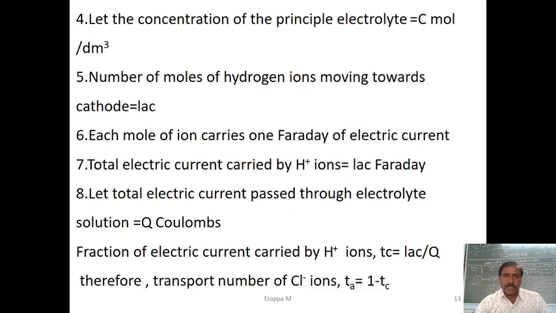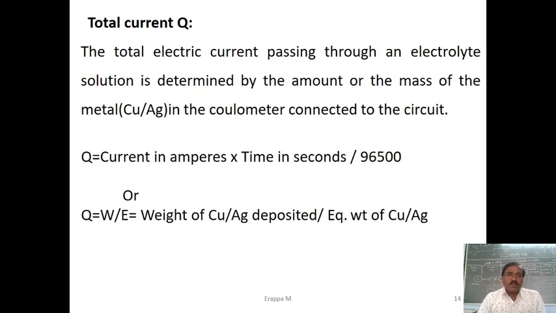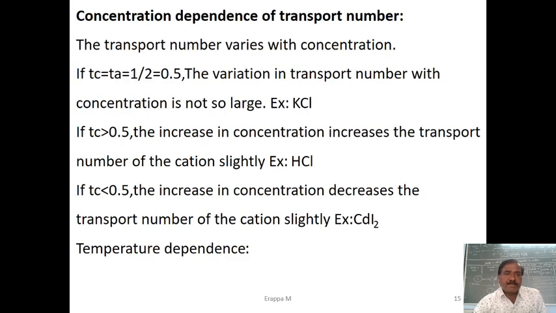1 minus Tc. Next, total current. Q is the total electric current passing through an electrolyte solution, determined by the amount or mass of the metal in the coulometer connected to the circuit. Q is the current in amperes, that is Q is equal to IT, time in seconds and current in amperes. Q is equal to W over E, that is weight of copper or silver deposited, and E is the equivalent mass of copper or silver.